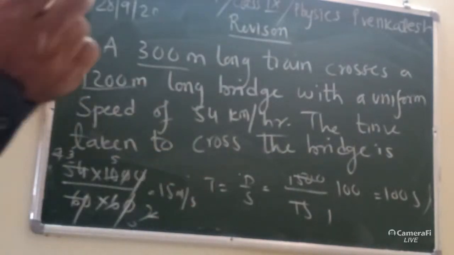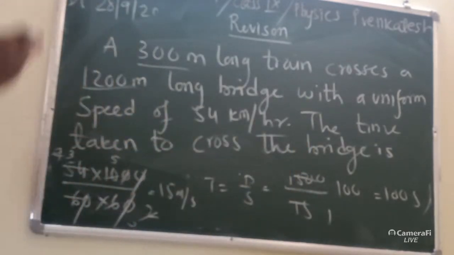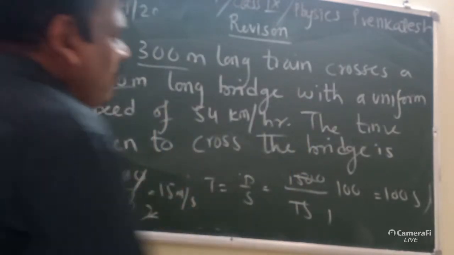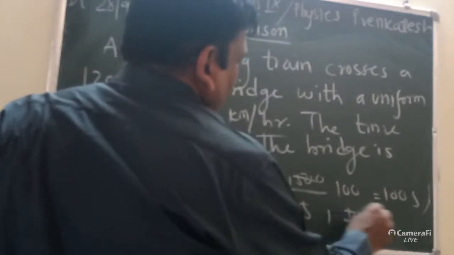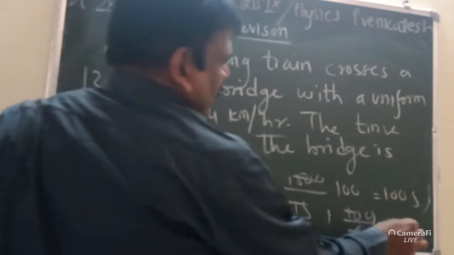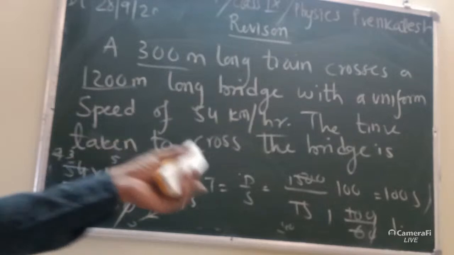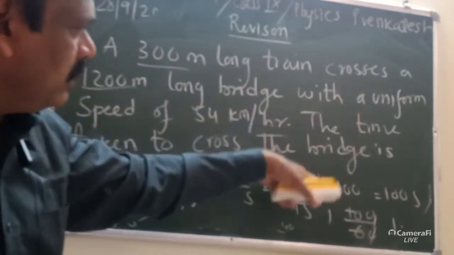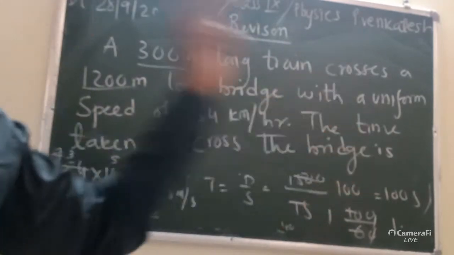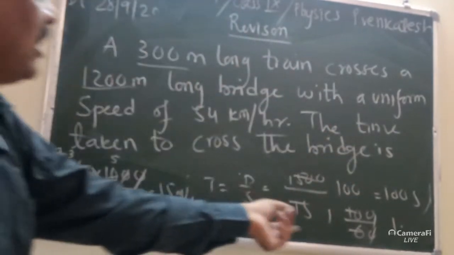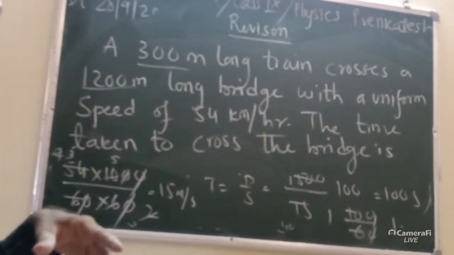If the answer is given as 100 seconds, see the choice here. Otherwise, if it is given in minutes and seconds, convert: 100 by 60 is 1 minute, and what is left is 40 seconds. So you can say 1 minute 40 seconds. Or if it is given in decimal, you find it in decimal. Got it? This type of questions.